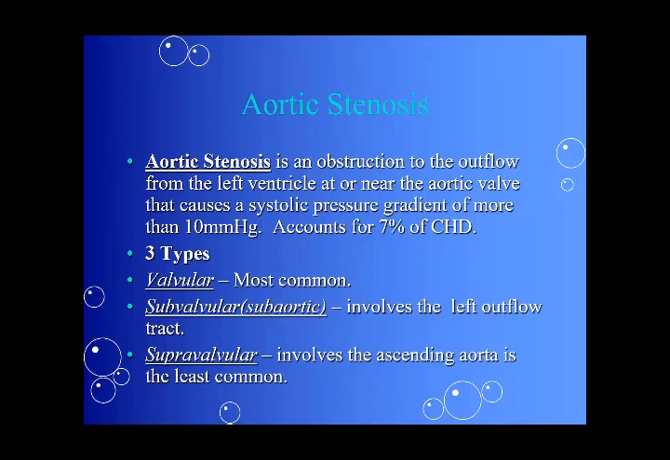There are usually three types of aortic stenosis: valvular, which is most common, in which the valve is not formed properly; subvalvular or subaortic, which usually involves the left outflow tract; and supravalvular, in which the ascending aorta is constricted just above the aortic valve.